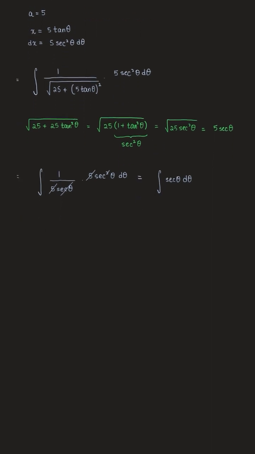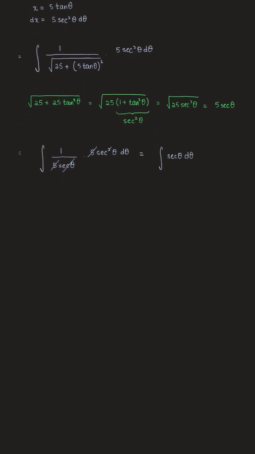Okay, now in the previous section you might have seen that the integral of secant is equal to the natural log of the absolute value of secant theta plus tangent theta. And this is an indefinite integral, so we're going to add our arbitrary constant, and we've done the integral.